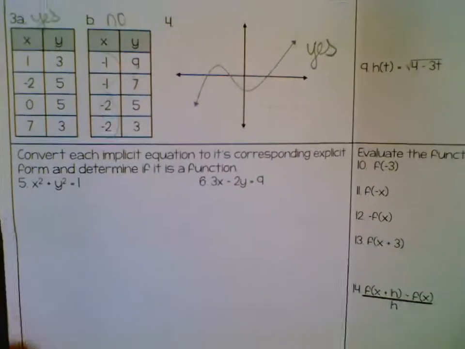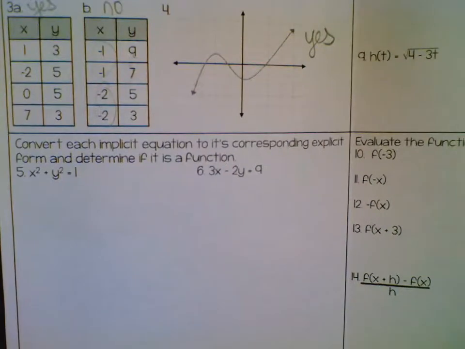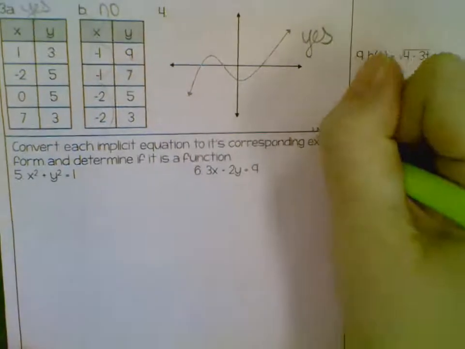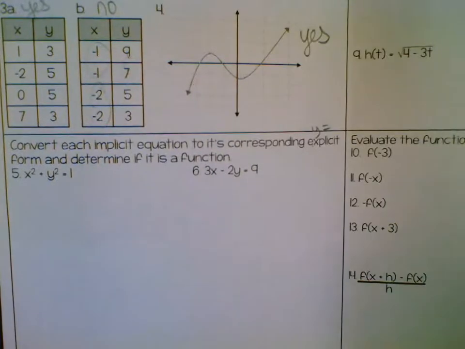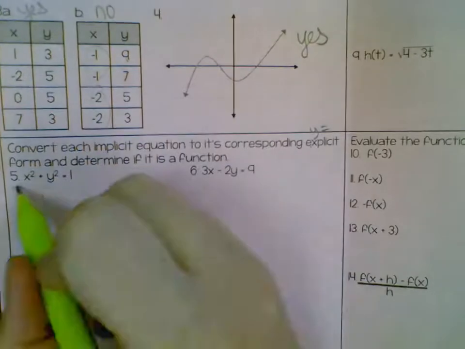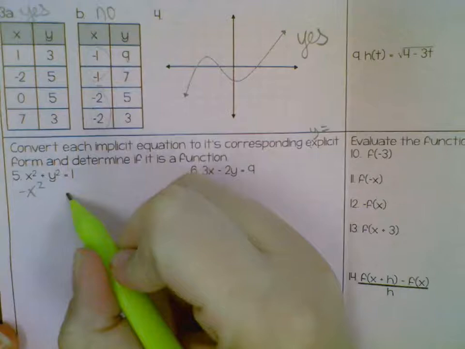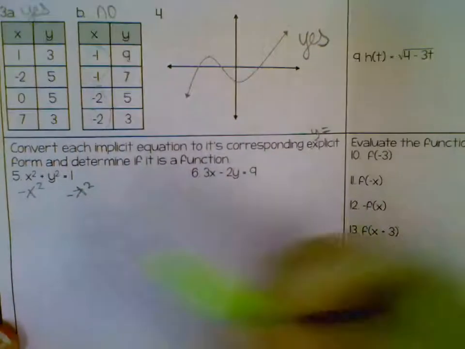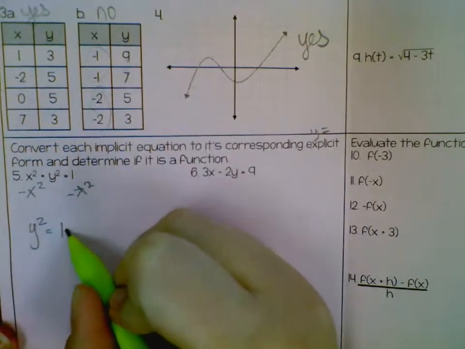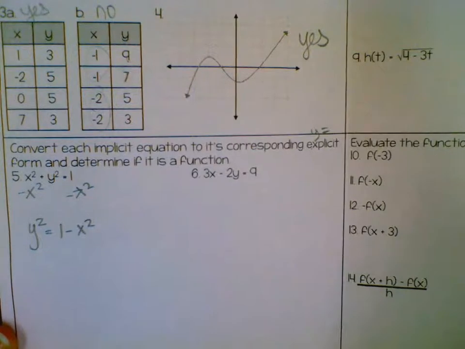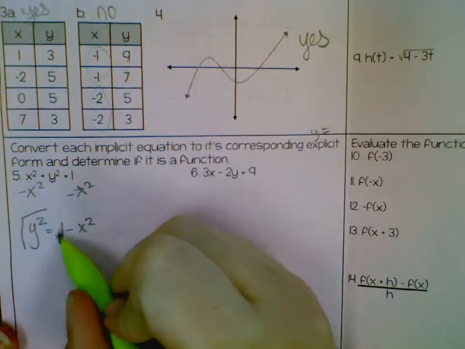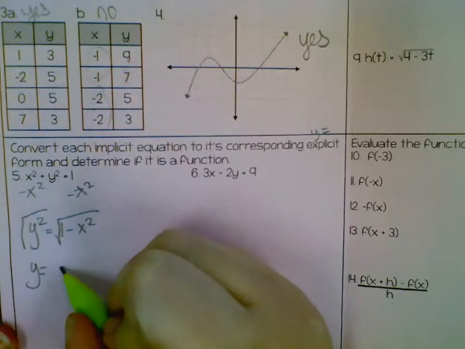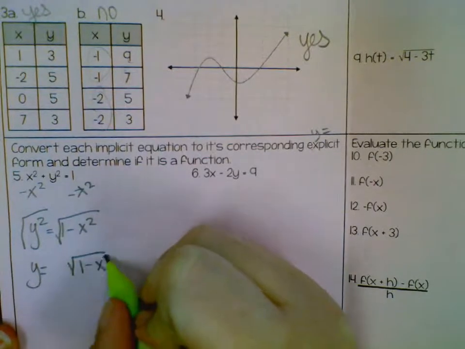So let's move down. For these, it says to convert each implicit equation to the explicit. Remember, this means y equals, so we want to get the y by itself, and then we'll determine if it's a function. Let's do this one together. If we want to get the y by itself, we move over the x squared. So y squared equals 1 minus x squared, or you could put -x squared plus 1. And then to get rid of the squared, we take a square root of both sides. So y equals the square root of 1 minus x squared.